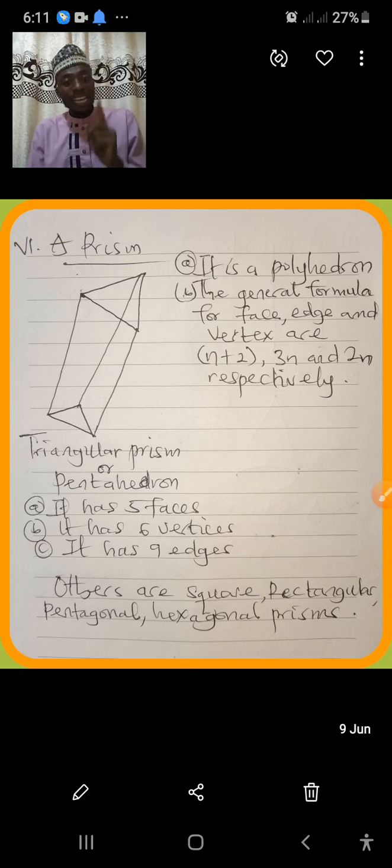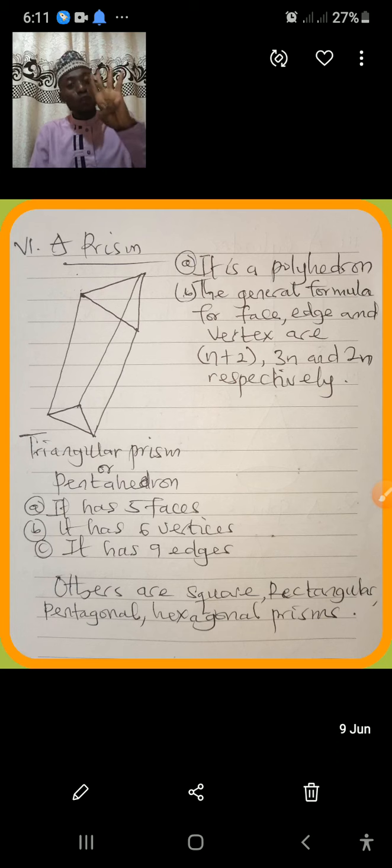If you want to get the edge, it is 3 times 4, that will be 12 edges. And if you want to get the vertex or vertices, it will be 2n, which will be 2 times 4. That will be 8 vertices. But if you want to name it using hedron, you are going to add 2 to that 4, making 6. That will make it hexahedron.